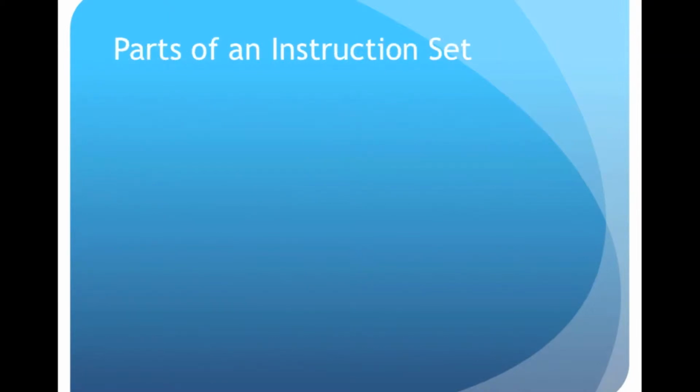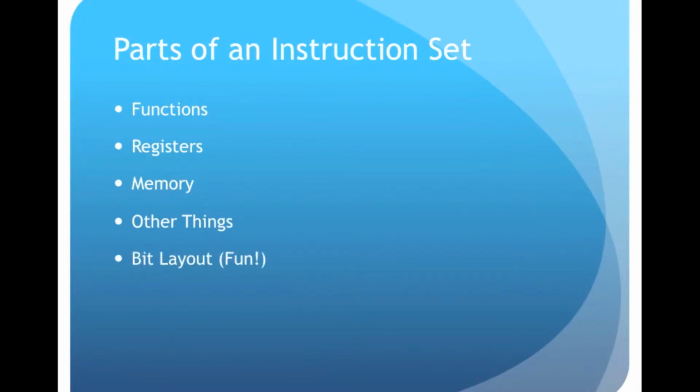So, anyways, there's basically 5 main parts of the instruction set. There's the functions, which are basically a list of the stuff that you can do in a clock cycle. You have some information about the registers, which is also pretty simple. Some information about the memory, still pretty simple. Other stuff that's in the control unit, and finally the bit layout, which is not going to be very fun to explain, even though I say it there.